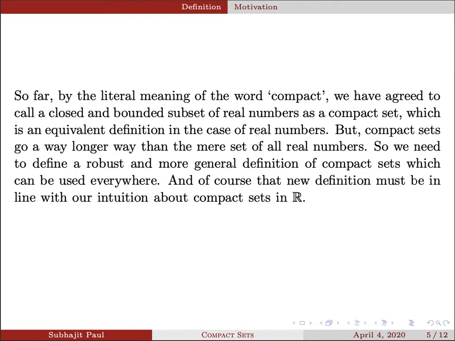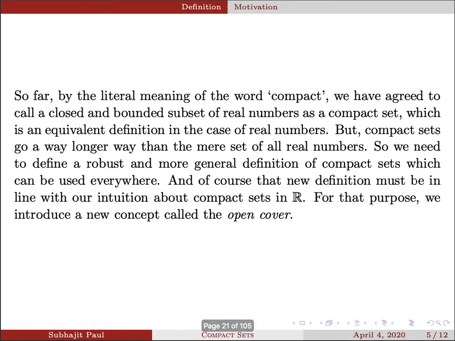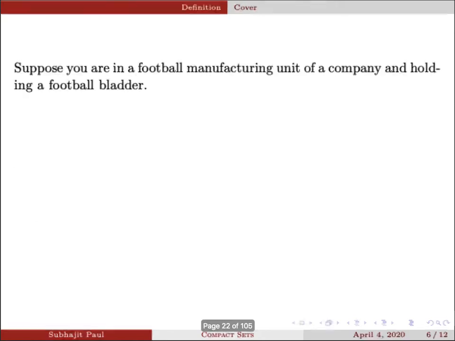And we must not forget that of course that new definition must be in line with our intuition, that is, a compact set should be closed and bounded when we talk about compact sets in R. So the new definition must fall in line with closed and bounded subsets being compact in the set of real numbers. Okay, so for that purpose, we introduce a new concept which is called the open cover. Let's see. So first understand what is a cover.